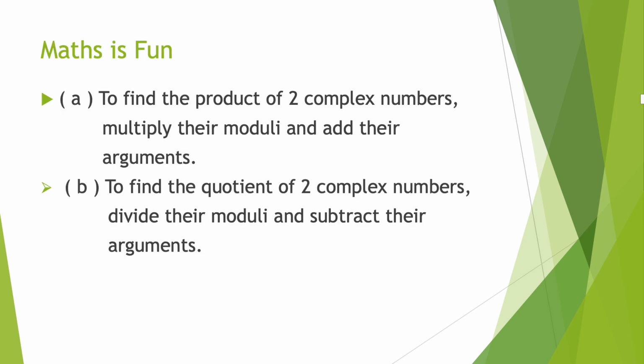Just for your memory, multiplication and division of two complex numbers in polar form. Keep in mind that to find the product of two complex numbers, multiply their moduli and add their arguments. To find the quotient of two complex numbers, divide their moduli and subtract their arguments.